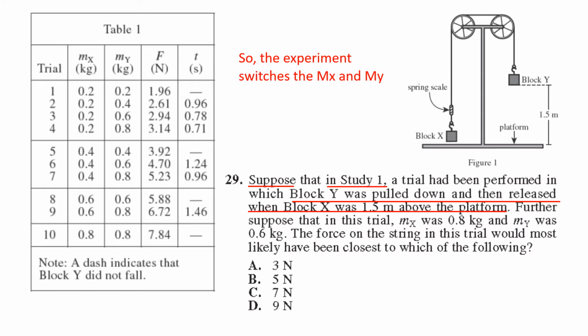The force on the string in this trial would most likely have been... So we look over at our table. Once we switch them around, Y is going to be where X was, so Y is going to be the one pulling, and X would be over here. So 0.6 and 0.8. So the force is 6.72. So your answer would be C, 7.